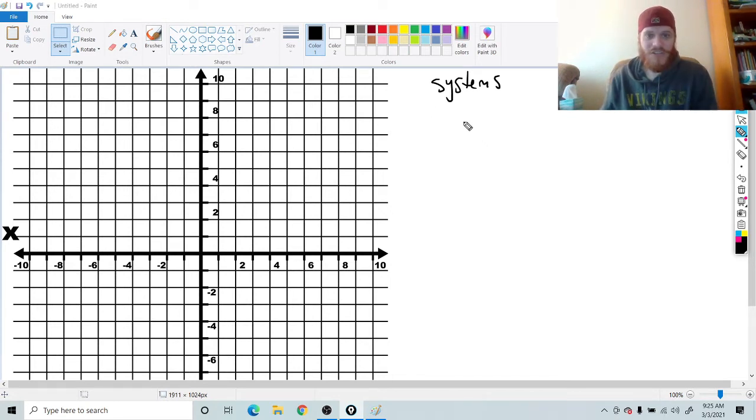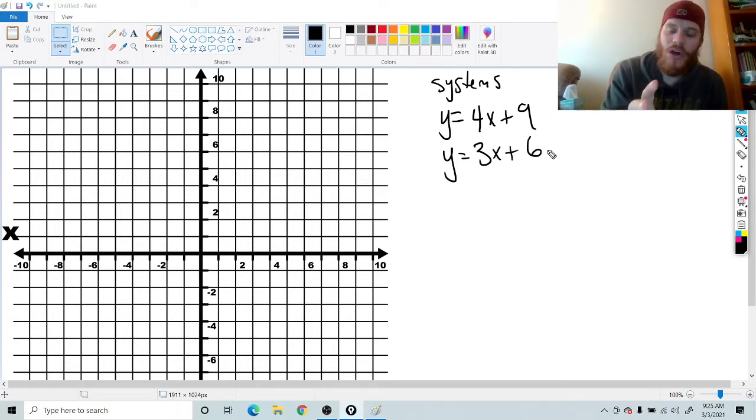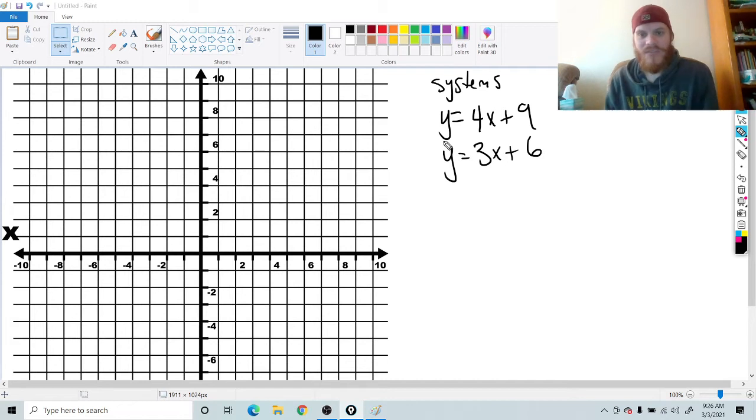All right, first situation is when you have an equation like y equals, we'll call it 4x plus 9. And another one, maybe y equals 3x plus 6. And it wants to know, okay, what is the solution to this system of equations? So basically what it's saying is, what is the one answer that both of these are equal to? And the only way to solve that is to set them equal to each other.